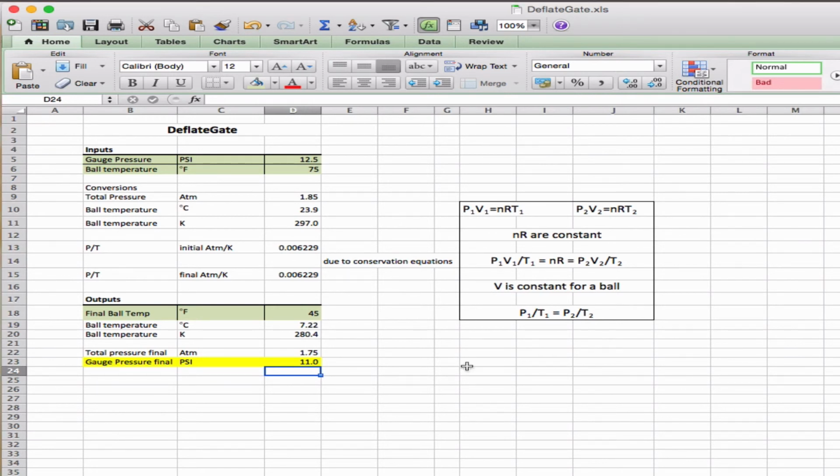Oh, and in case you missed it, the Patriots did win the Super Bowl.